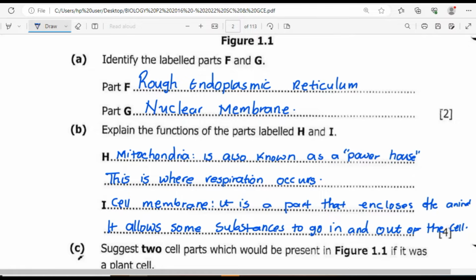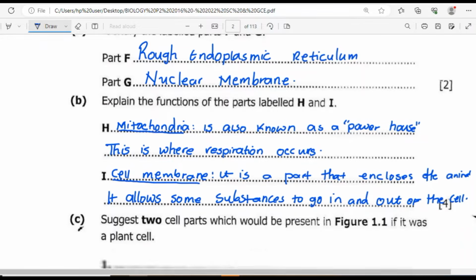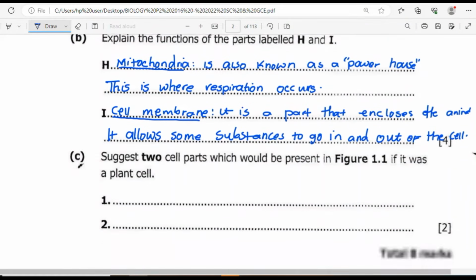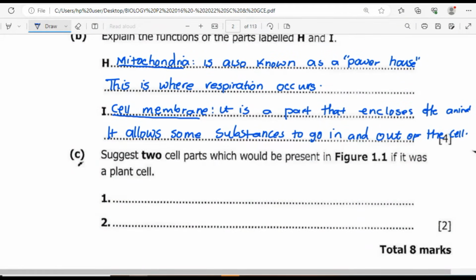So here, by mentioning the part, 1 mark, the function, also 1 mark, we have the 2 marks. Also here, mitochondria, 1 mark. Then the function, we have gotten our 2 marks. So for questions like this, I advise you to first mention the part, even if the part is not required.